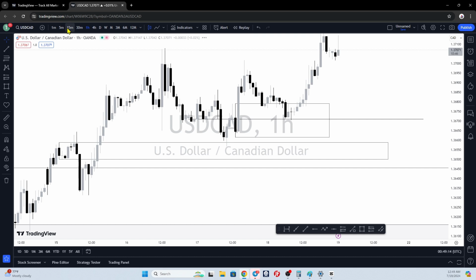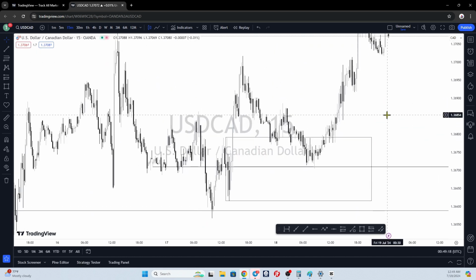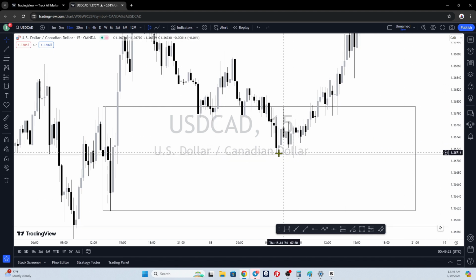So I'll go to 15 minutes. I went to 15 minutes and started looking for a 15-minute engulfing. So here it is. Price touched the level. This candle couldn't engulf. There was no engulfing here.